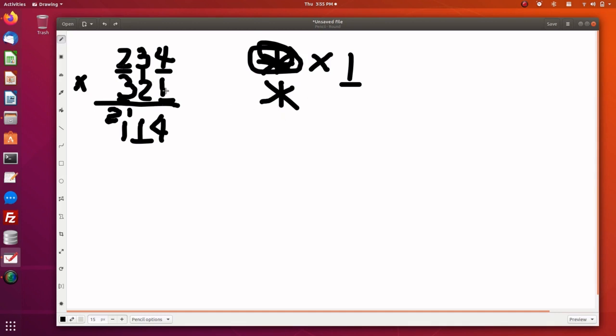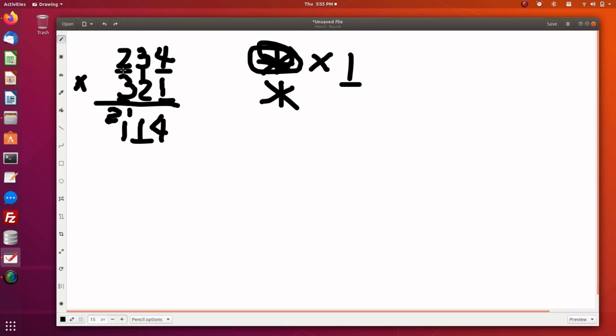2 times 1, that is 2. Okay, 3 times 4, that is 12. So 2 plus 12 will give us 14. And finally, this side, 3 times 2 is 6. So 14 plus 6, 20. And we have carry 1 here. That's why 21, 1 carry 2.